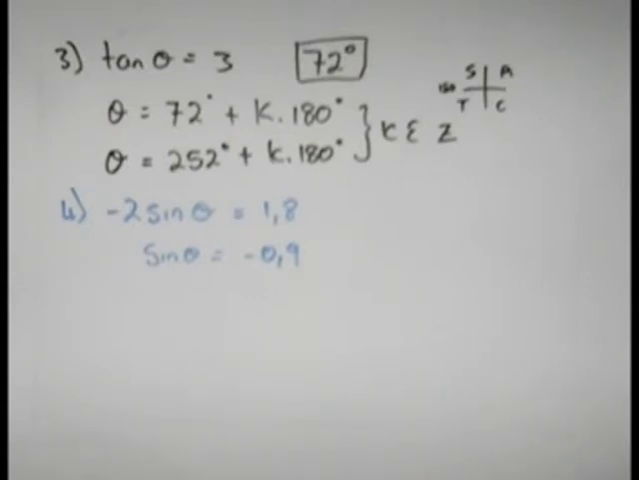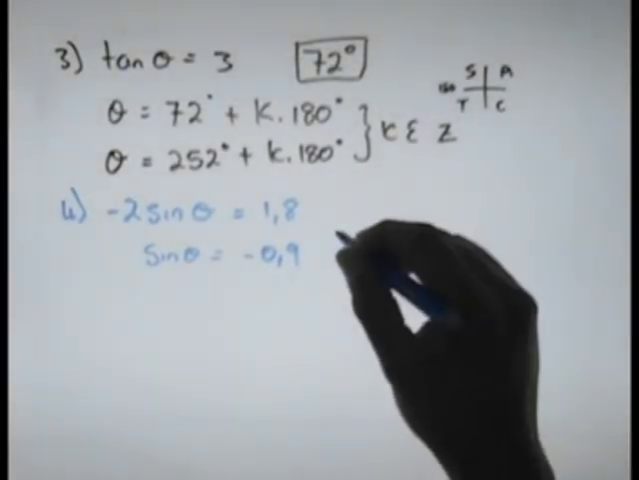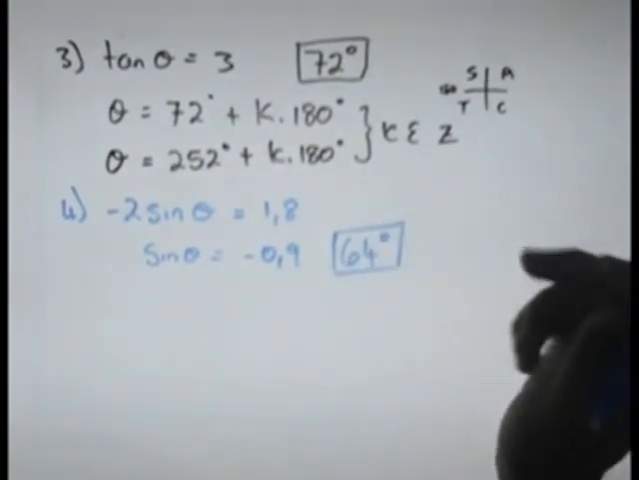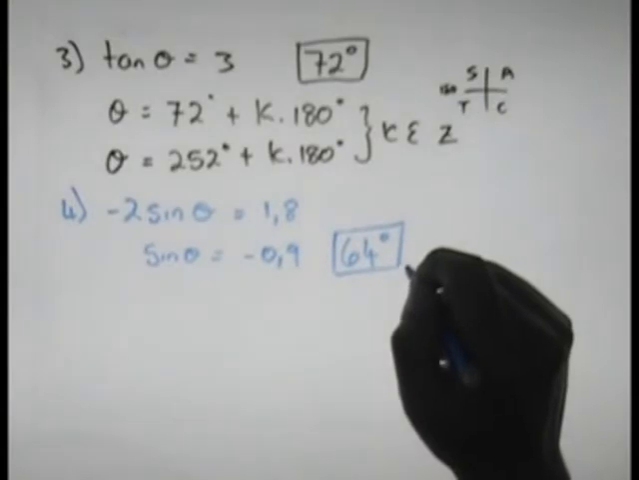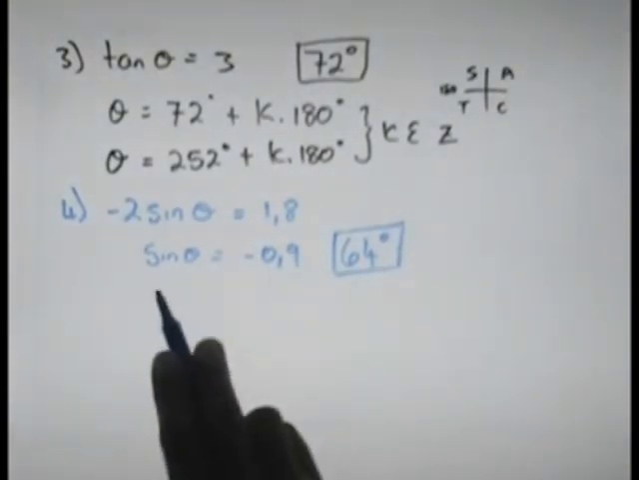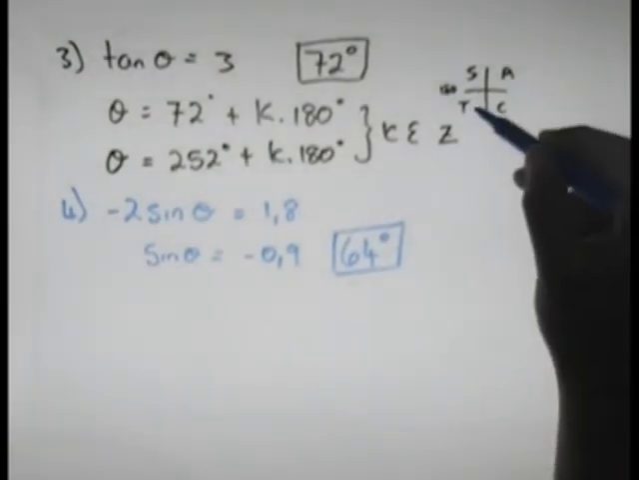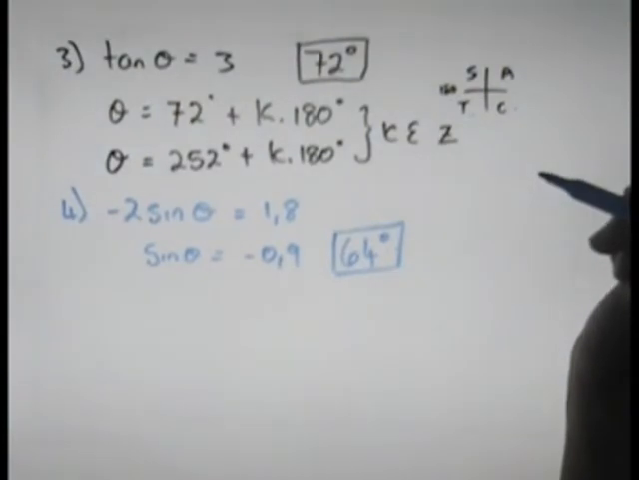Inverse function sine of positive 0.9 is going to give me 64 degrees rounded off to the nearest whole number. That is our reference angle. But sine is negative. That means that it falls either in the third quadrant or in the fourth quadrant.